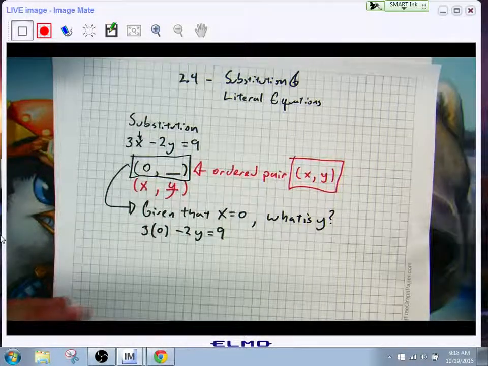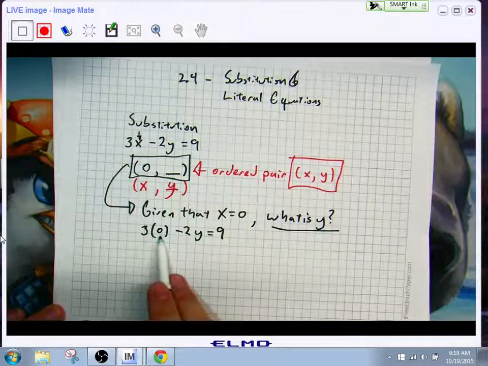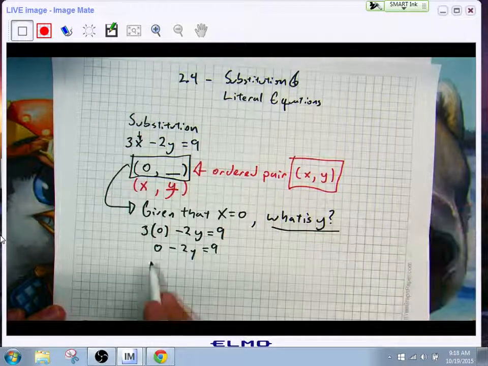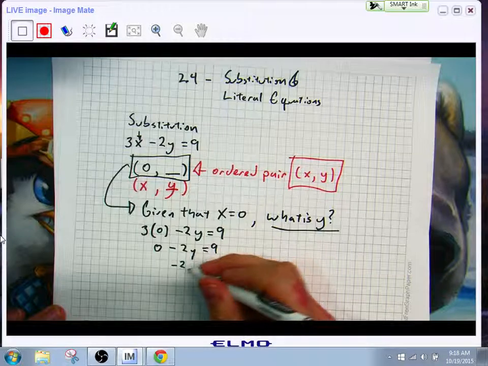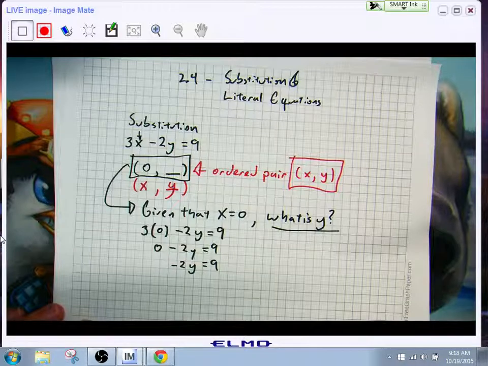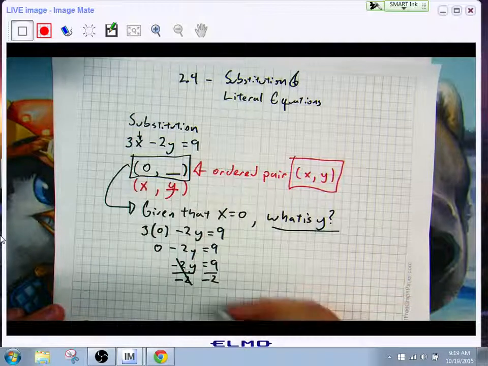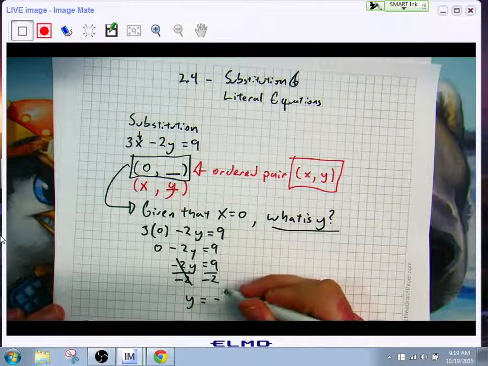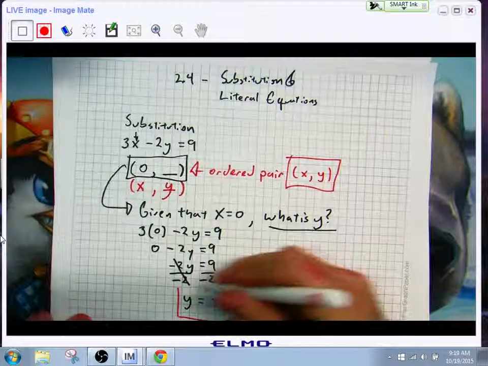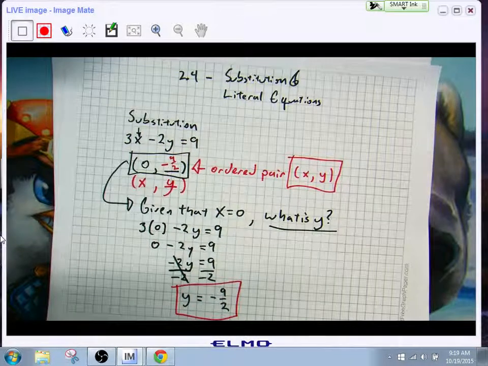And from here, my whole focus is to figure out what my y is. So then I'm just going to simplify. 3 times 0 is 0, minus 2y equals 9. Don't really need that 0 there, so I'm just going to rewrite it without it. Negative 2y equals 9. I'm going to now isolate my variable by dividing by negative 2. Divide by negative 2. Reduces down to 1. Y equals negative 9 halves. So then what I would do is I would just take this answer here, write it in like that, negative 9 halves. And that would be my answer for a question like that.